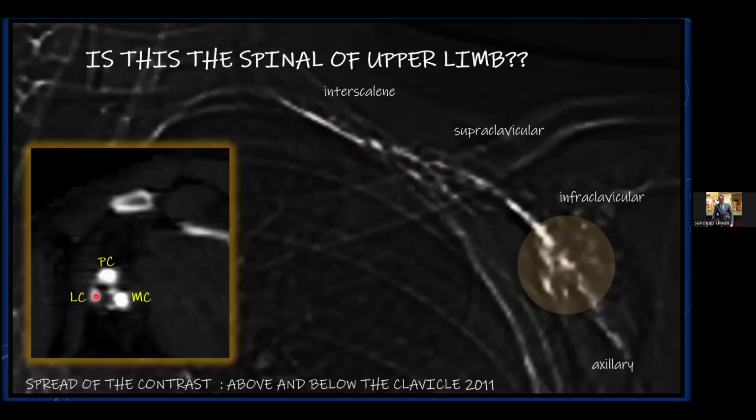Single point injection had blocked all the three, the lateral cord, posterior cord, and as well as the medial cord. So this is a possibility that infraclavicular blocks can give you a shoulder analgesia. Of course, we have seen that now costoclavicular blocks do provide the supraclavicular blockade as well, suprascapular blockade.